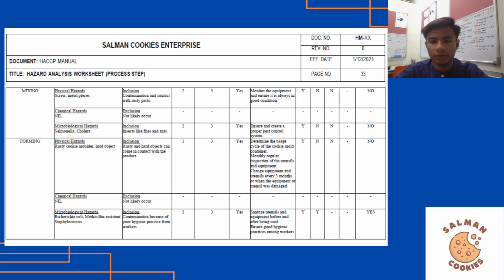The third process step for Salman Cookies Enterprise is mixing. This step has a physical hazard and it is a significant hazard. This step also has a microbiological hazard and it is also a significant hazard. For information, this mixing is not our critical control point. The fourth step for Salman Cookies Enterprise is the forming step. This step has a physical hazard and it is a significant hazard. This step also has a microbiological hazard and it is a significant hazard. This forming step is one of our critical control points for Salman Cookies Enterprise.